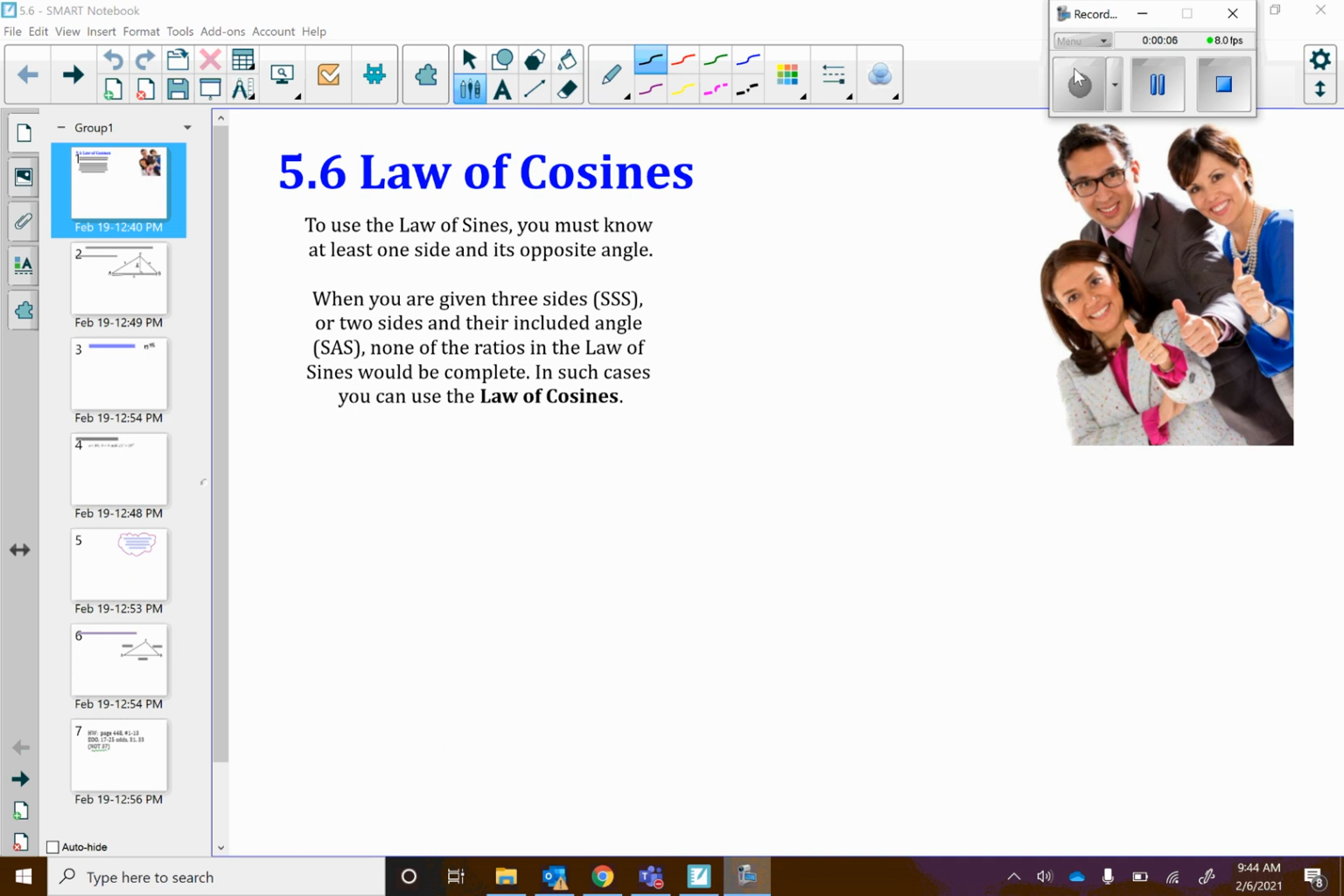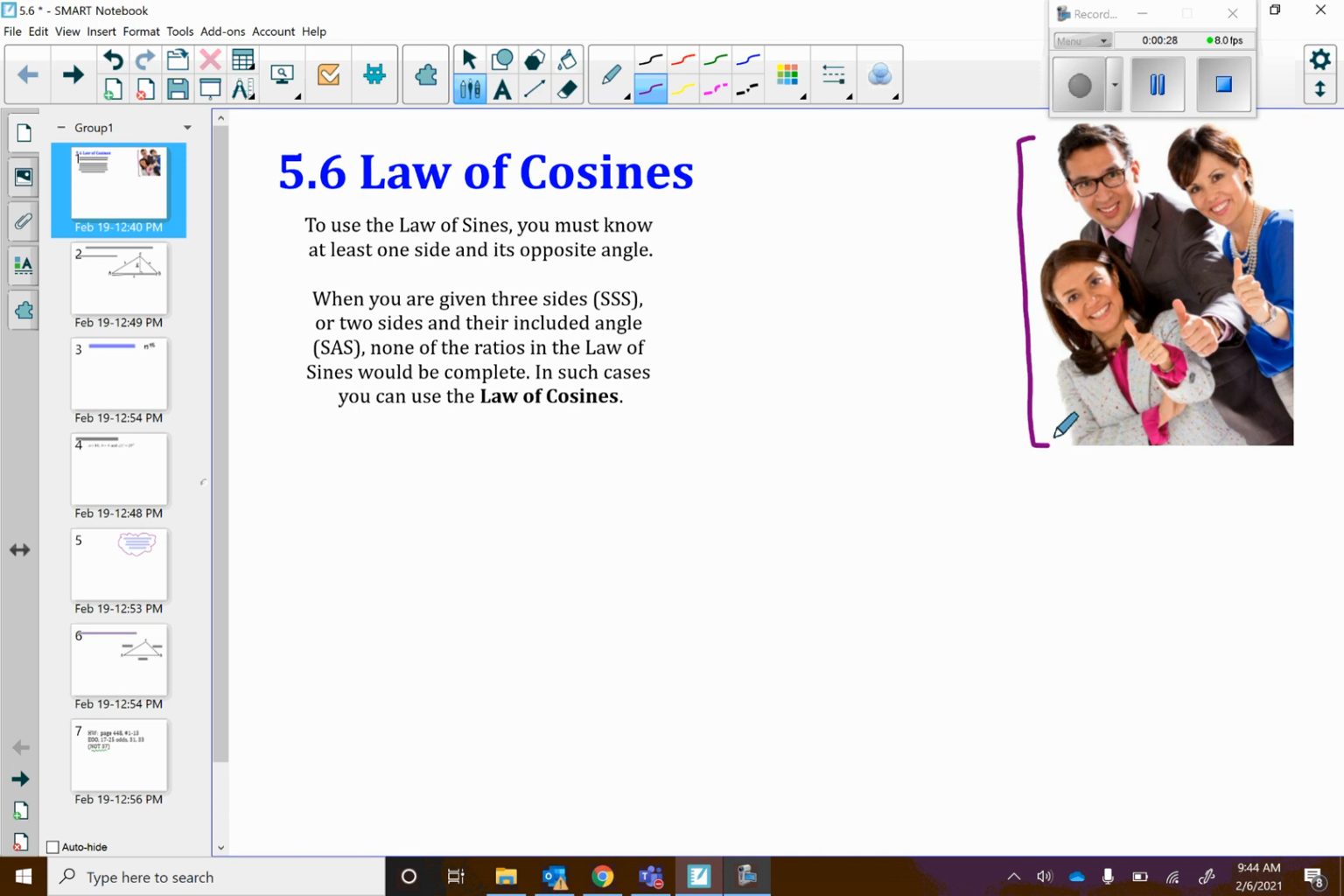First, I want to point out this lovely picture right here. This is what your textbook puts at the beginning of this section because they think that this photo will encourage you to learn Law of Cosines. And I don't know about you, but I look at this and I think, no, no thank you.